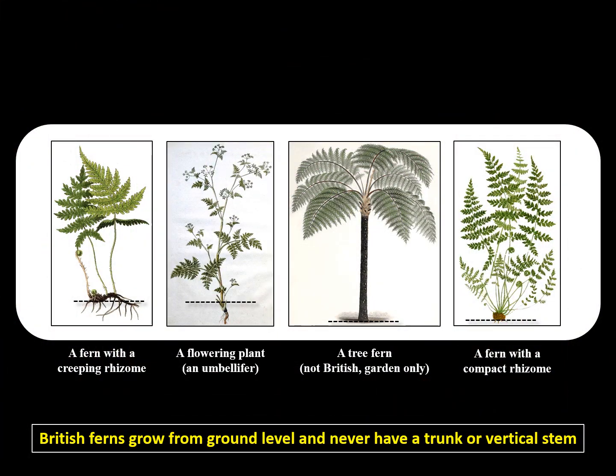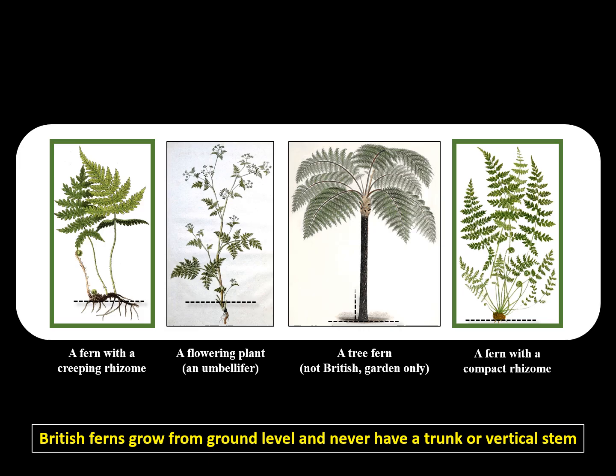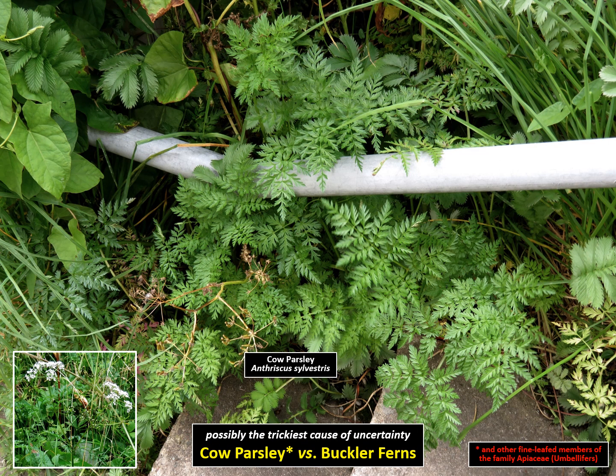All British ferns grow from ground level. Although their rhizome takes different forms, our ferns never have a trunk or vertical stem. Here, possibly, is the trickiest cause of uncertainty.